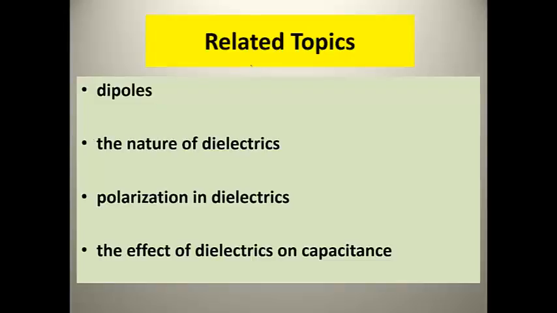Some related topics that we're going to be covering are dipoles in a little bit of detail, the nature of dielectrics, because dielectrics will influence capacitance, the concept of polarization in dielectrics, and how that actually affects the capacitance when we insert dielectrics.